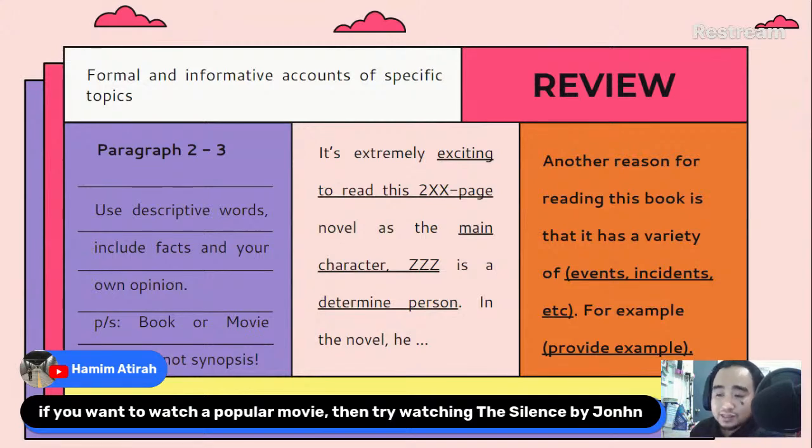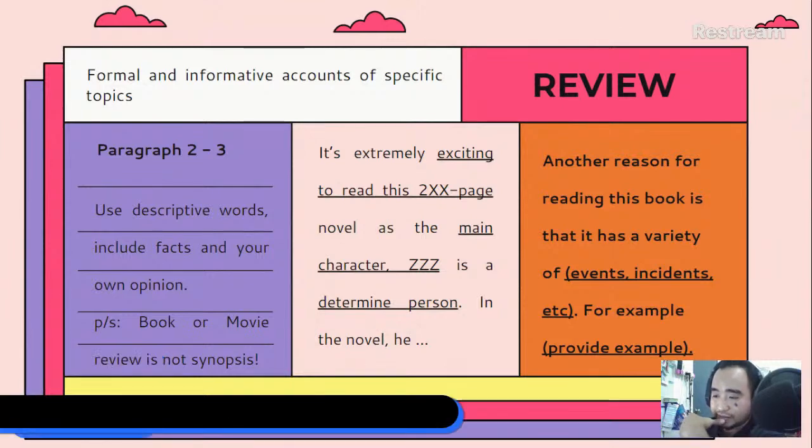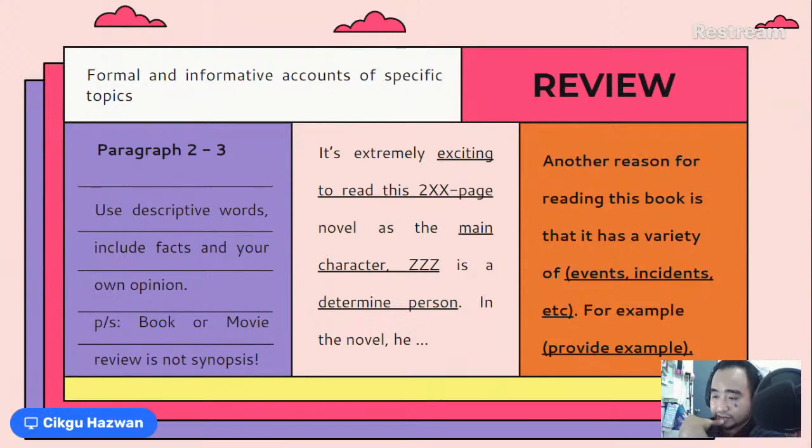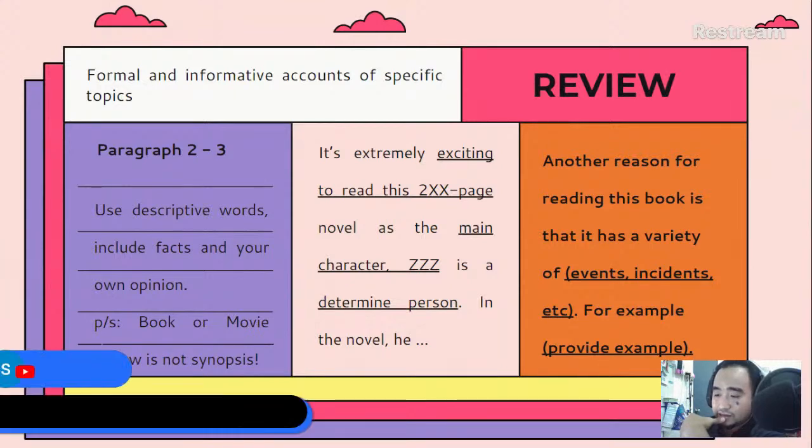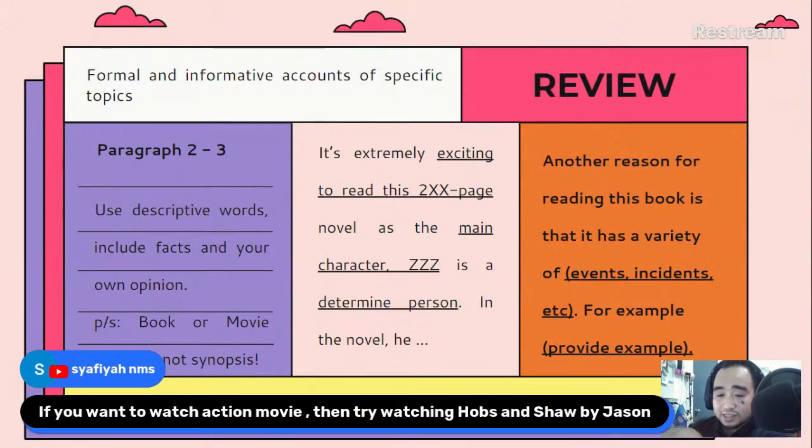Okay. Another reason for watching The Silence is it has a variety of issues, or you can say a variety of messages. We want messages or issues. And then for example, what kind of issues being highlighted in the movie? Okay.